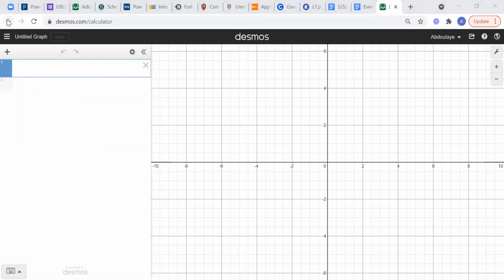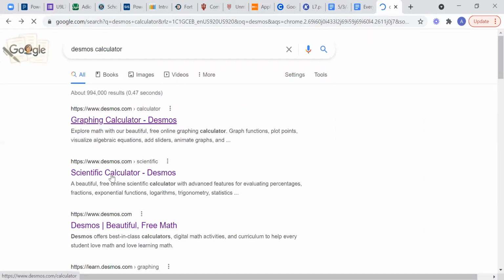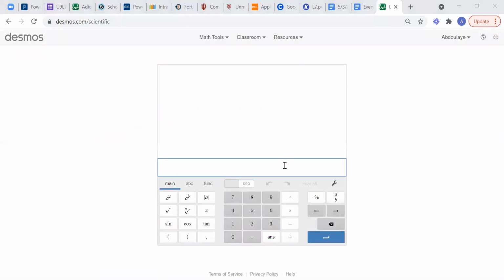Not this Desmos. Scientific calculator, I'm sorry. You're gonna see what I'm talking about. Okay, so this is pi, the young guy.